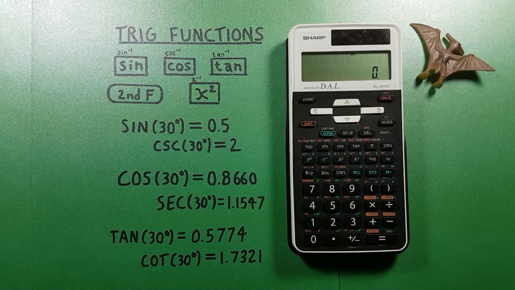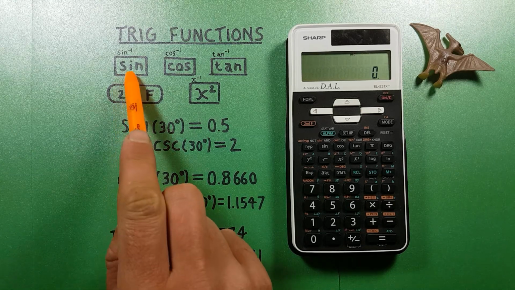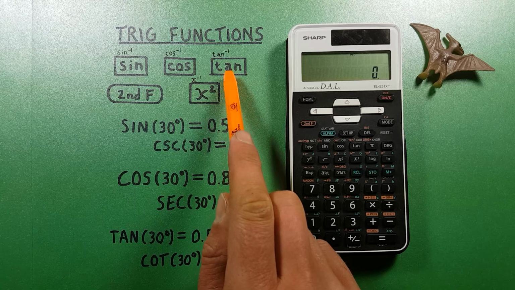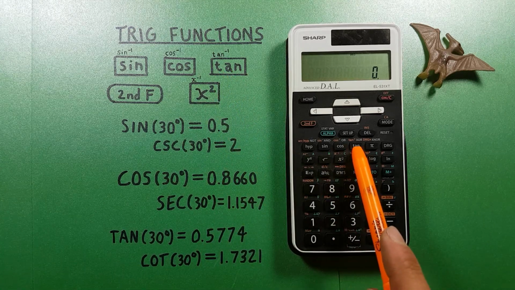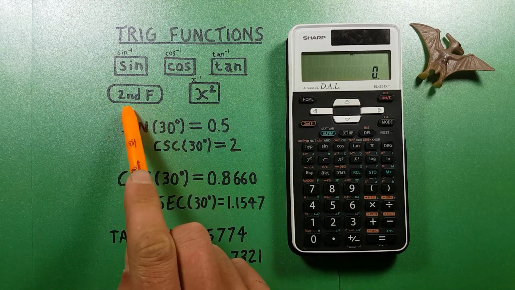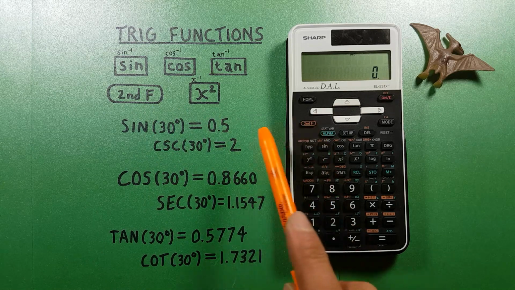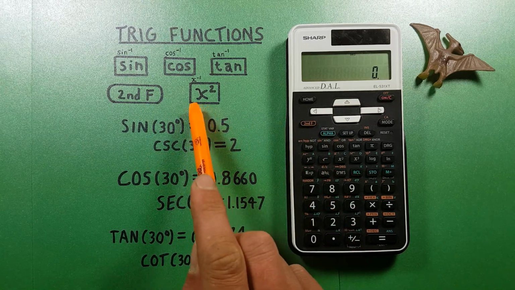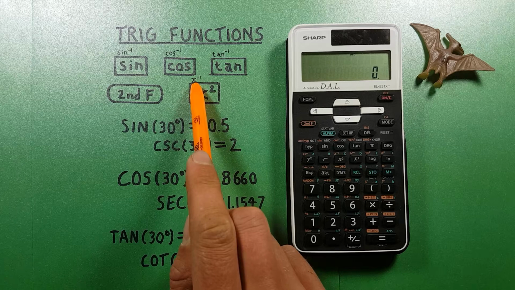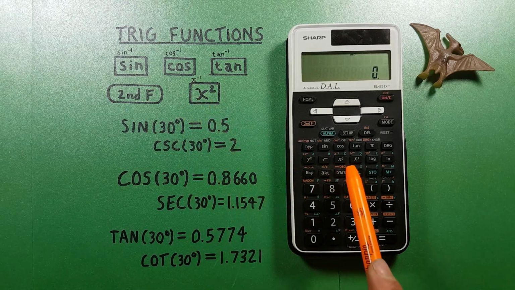I'm Rick, and today we're going to have a quick look at how to do trig functions on the Sharp EL-531XT calculator. To do this, we'll be using the sine, cos, and tan keys that are located here, as well as the second function key that looks like this, located here, and the x squared key with the x inverse second function that looks like this, located here.